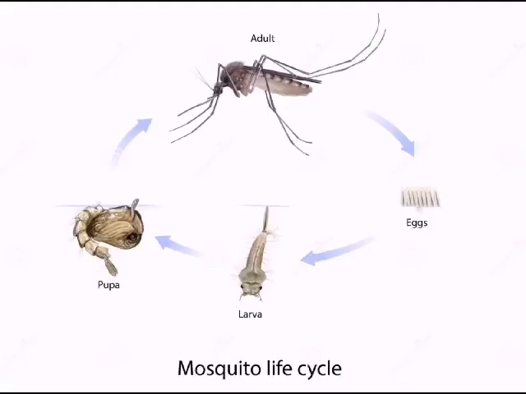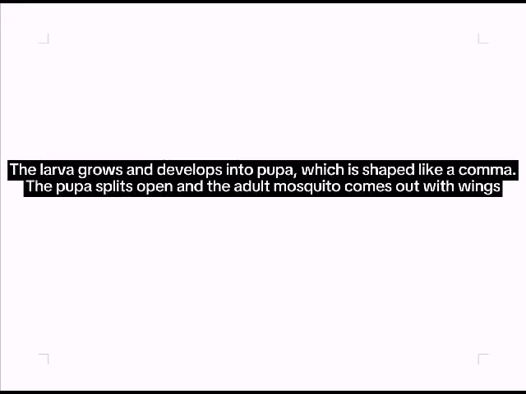Life cycle of a mosquito. This tiny but deadly animal undergoes changes. The female mosquito lays about 200 eggs on the surface of the water. After 2 to 3 days, the eggs are hatched into a larva, called wrigglers, which do not look like their parents. The larva grows and develops into a pupa, which is shaped like a comma. The pupa splits open, and the adult mosquito comes out with wings.